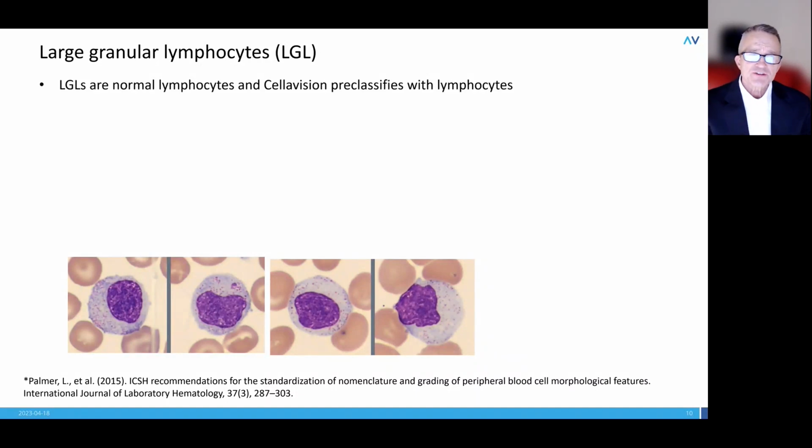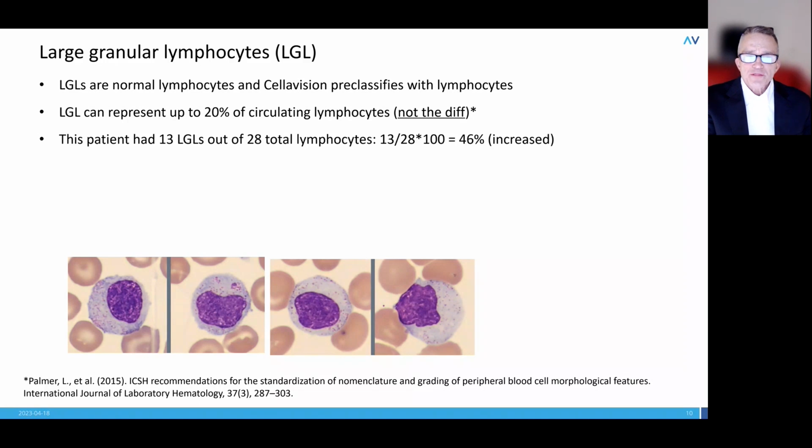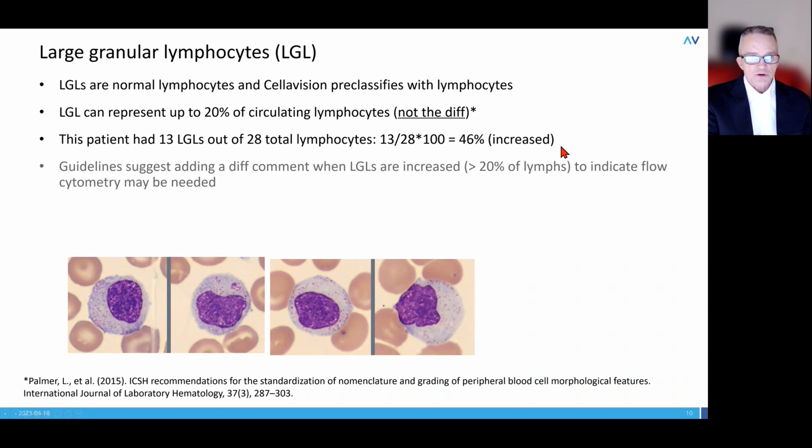As I mentioned, large granular lymphocytes are normal. They're actually normal lymphocytes, and CellaVision pre-classifies them with normal lymphocytes. Large granular lymphocytes in healthy individuals can represent up to 20% of the total lymphocyte population. Now, that's not 20% of the diff, so this has to be interpreted carefully. Our patient had 13 LGLs out of 28 total. To determine the percentage, divide 13 by 28, multiply times 100, and that equals 46%. So indeed, the LGLs were increased.